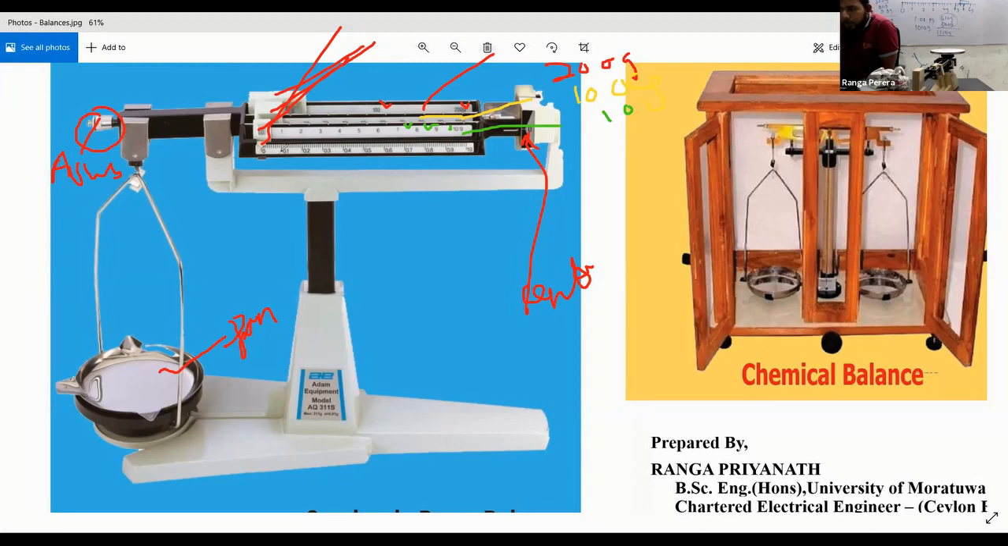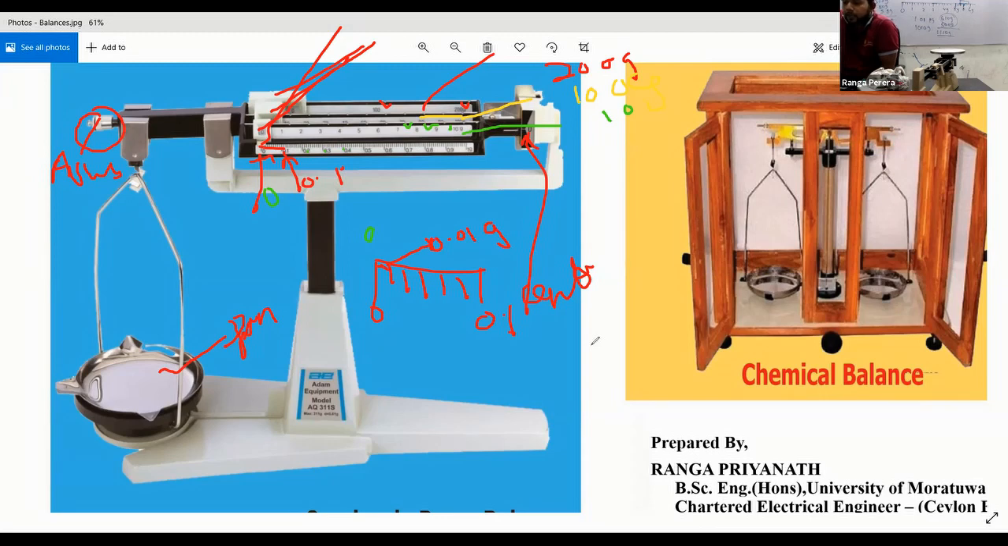1 gram is equally divided into 0.1 gram, 0.2 gram, 0.3 gram, 0.4 gram, like that, up to 0.9 gram. I will use a different color. 0 to 0.1 gram, so here we have 0.1. In between those two lines, it is equally divided into 10. So this particular section is how much? It is 0.01 gram.